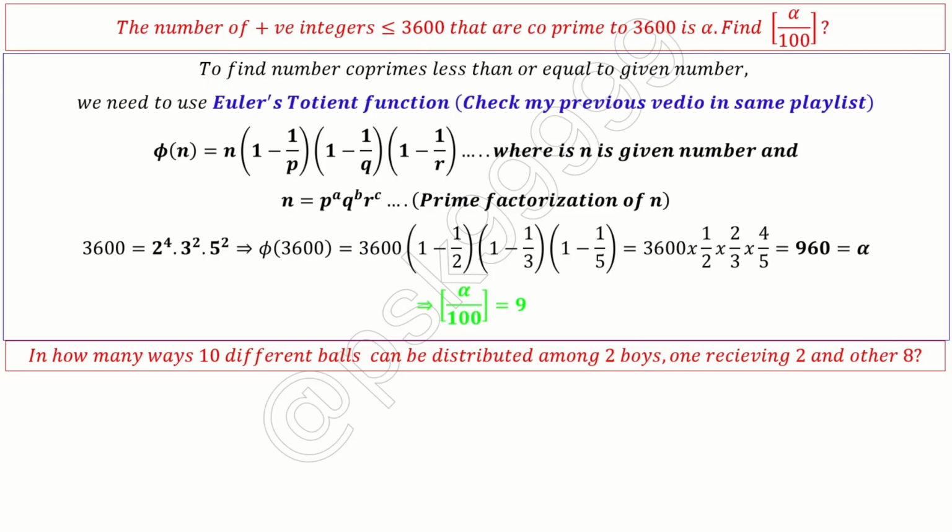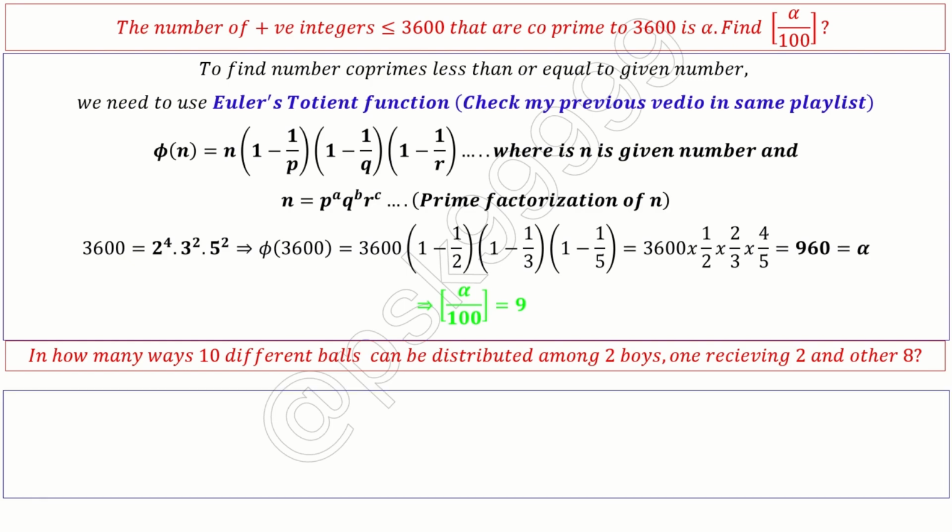In how many ways can 10 different balls be distributed among 2 boys, one receiving 2 and the other receiving 8? So basically you have to divide the balls into 2 balls and 8 balls, correct? That can be done in 10C2 ways or 10C8, both are basically the same, which is 45, right? But this is not the correct answer.